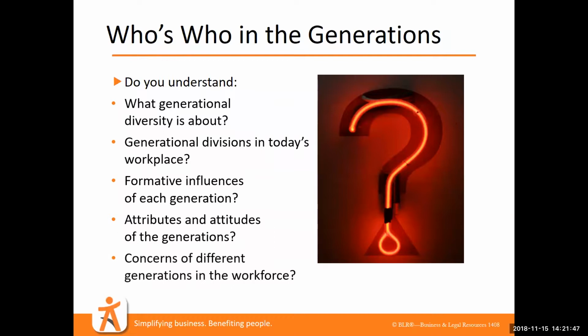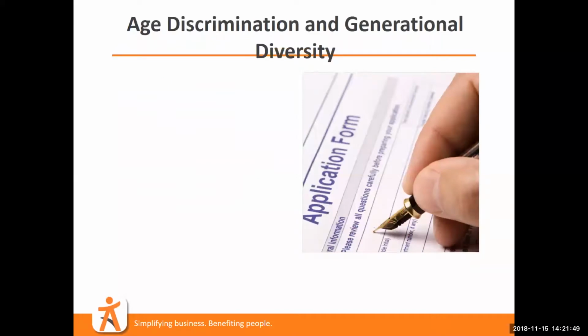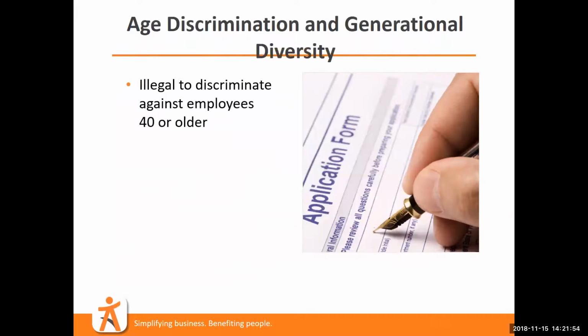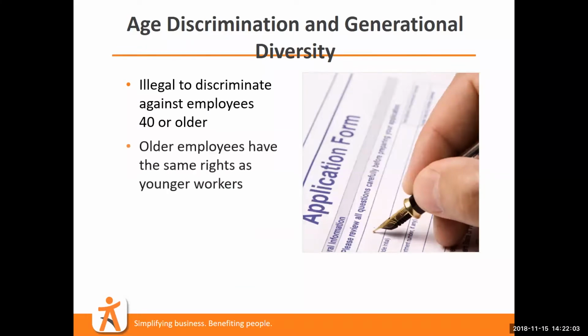Let's talk about age discrimination and diversity. The Age Discrimination in Employment Act makes it illegal to discriminate against anyone who's over 40 in terms of conditions of employment. This means essentially older employees have the same rights as their younger coworkers. This includes the opportunity to compete for promotions, to receive job training, to be given meaningful performance appraisals, and so on.